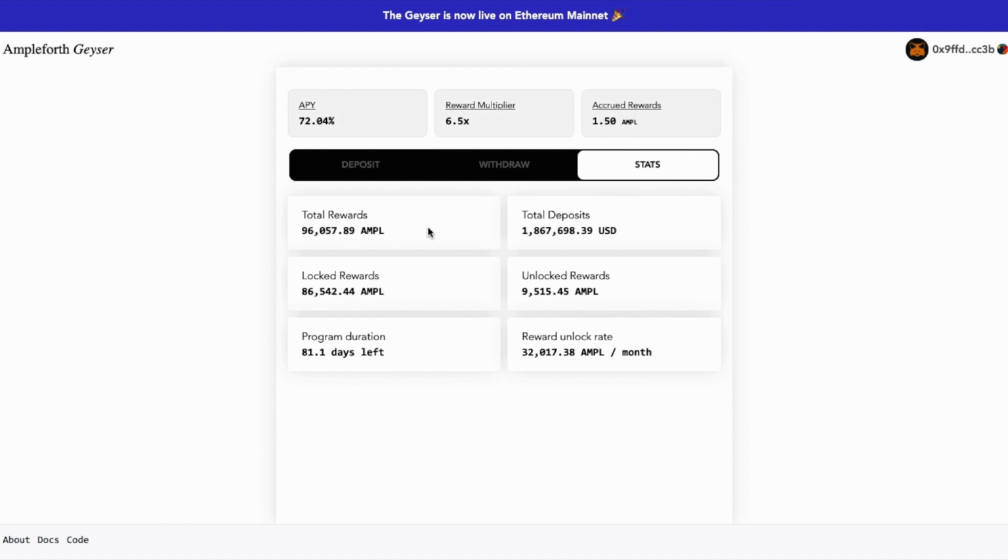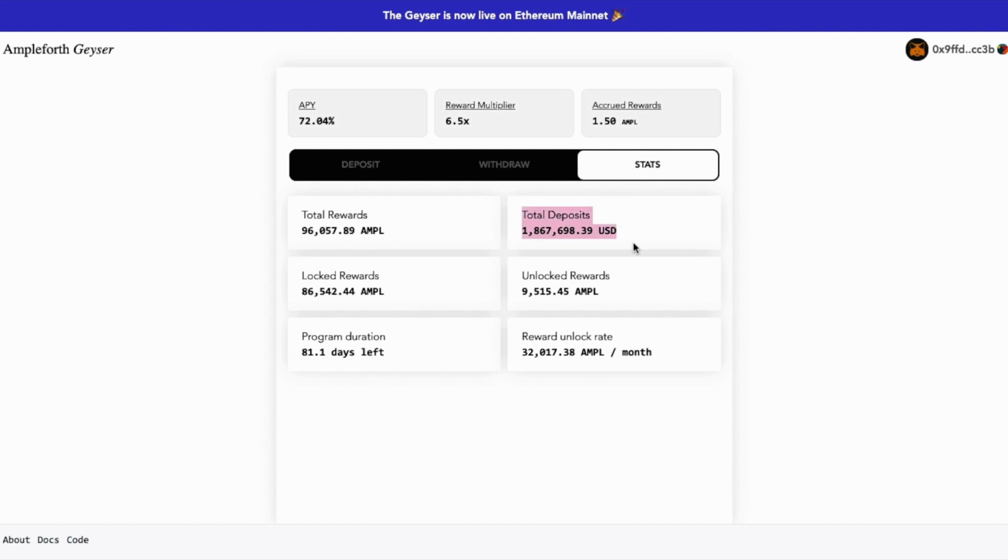So now we're going to get into the nitty gritty. First and foremost, total rewards. What the heck does that mean? Right now the total rewards are 96,057.89 Ample. This is the total number of Ample rewards that will be distributed in today's Ample pool. If you were here at the beginning of the pilot, on day one, it was 75,000 Ample. So if the supply doubled by the end of the pilot, which is shown here, there's about 81.1 days left in our pilot program, then this would read about 150,000 Ample, and the same with a decrease.